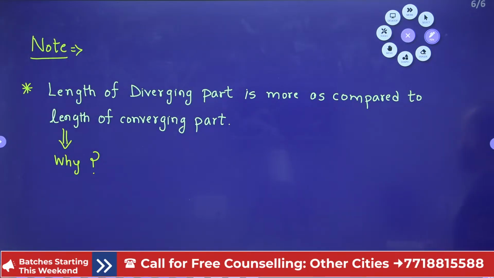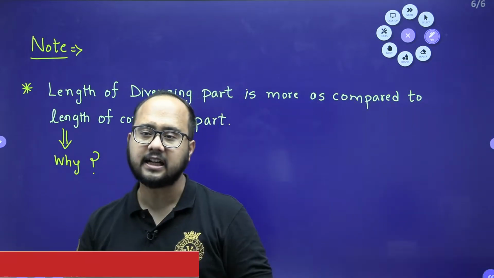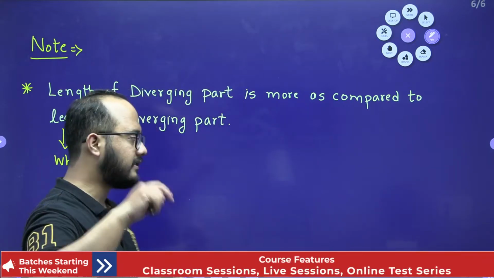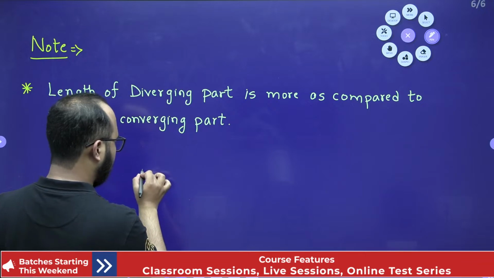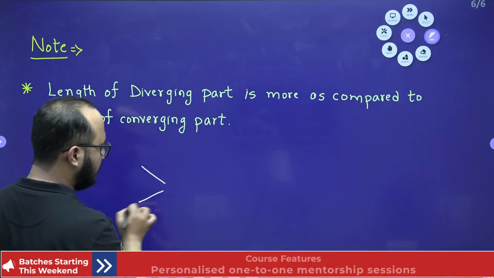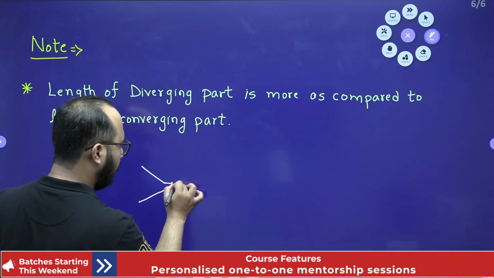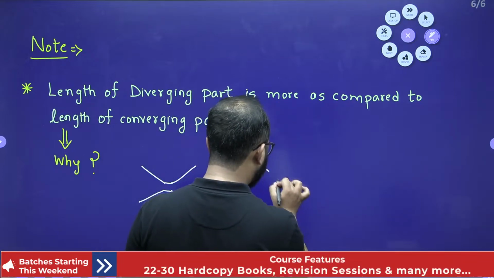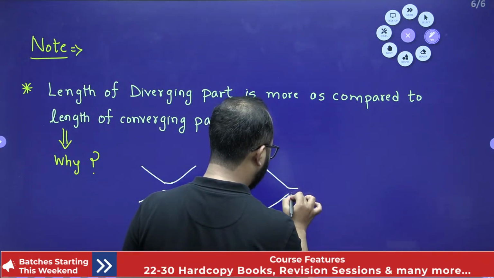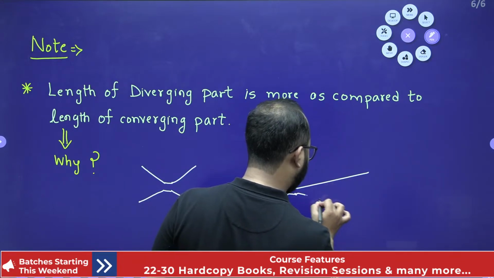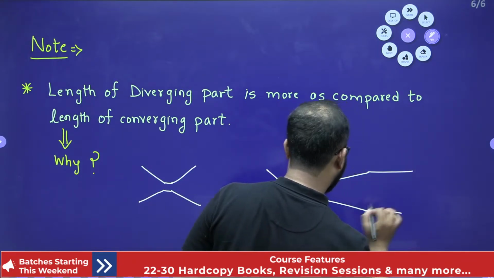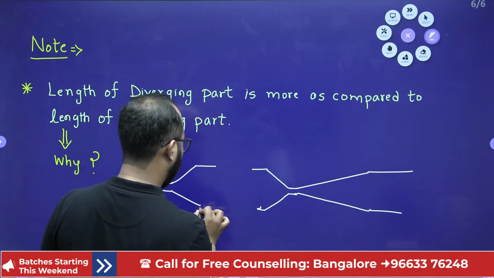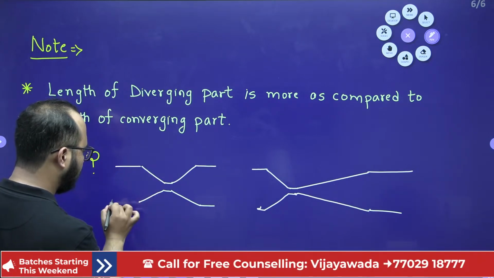Now, forget about the reason. We'll understand what is going to happen if we keep the length of the diverging part small. Let's suppose a rough diagram I am drawing here. Converging part, small throat you will see. Let's suppose a small length of diverging part we have kept. This is one case. Another case: converging part, throat, and a long part kept for the diverging. So the length of the diverging part is more. But in the first case, the length of the diverging part is not that much.